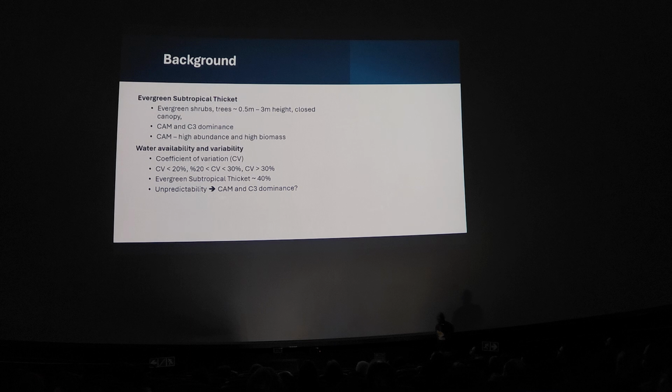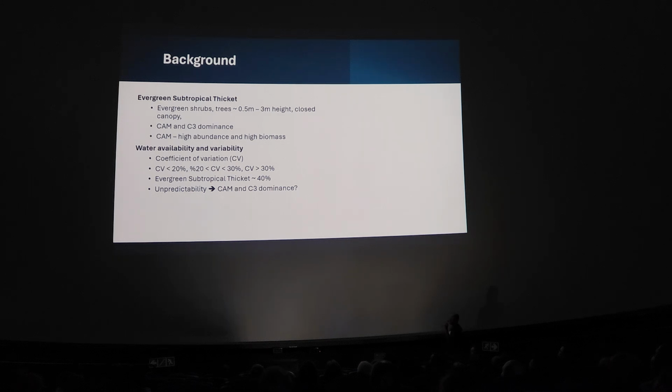So we have this situation in the evergreen subtropical thicket, or succulent thicket depending on where it goes, where we have CAM and C3 photosynthetic plant dominance. And then we have this unusual situation where the CAM plants have a high abundance as well as high biomass. And so we postulate that this might be because of the unpredictability of rainfall in the subtropical thicket.